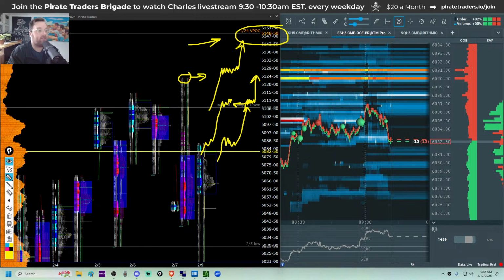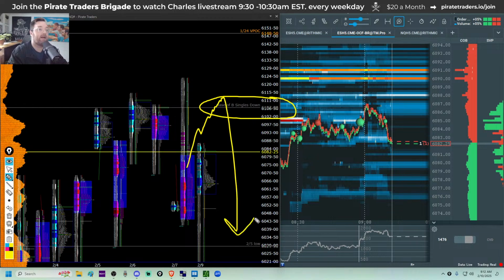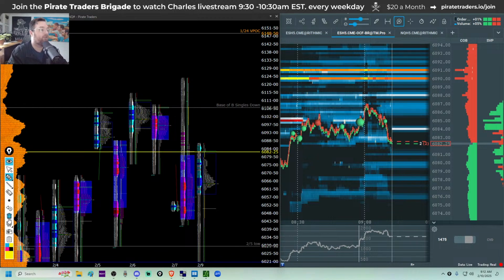I think the best we will probably do to the upside is get to the base of these single prints. I have a feeling the market will run out of steam there and turn around and come back down. Okay. So that is momentum up intraday today if we get momentum up. So what about if the market opens and it starts to go down?